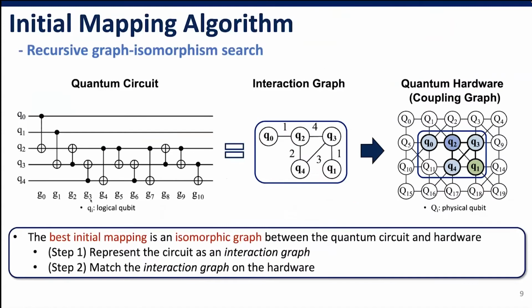The first step of the proposed mapping is an initial mapping. To minimize the gate overhead, the best mapping solution is an isomorphic graph between the quantum circuit and hardware. The reason is that every interaction in a quantum gate can be connected on the hardware. Initial mapping with the graph isomorphism search consists of two steps. The first step is to represent the circuit as an interaction graph, and the next step is to match the interaction graph on the hardware.